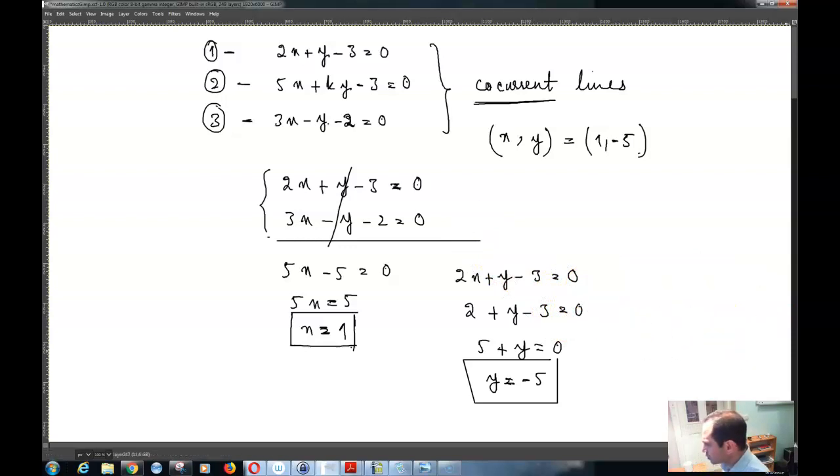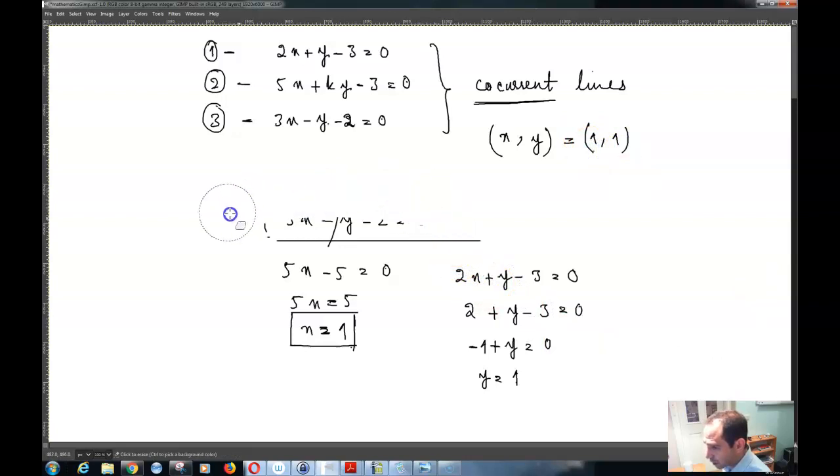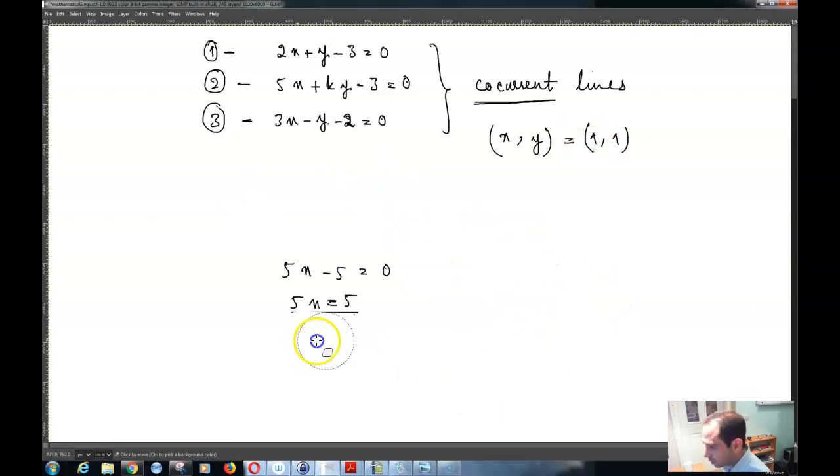I made a mistake over here. So 2x plus y minus 3 is equal to 0. So here I have 2 minus 3 is negative 1 plus y is equal to 0, so y is equal to 1. So then your x and y becomes 1 and 1, 1 comma 1.